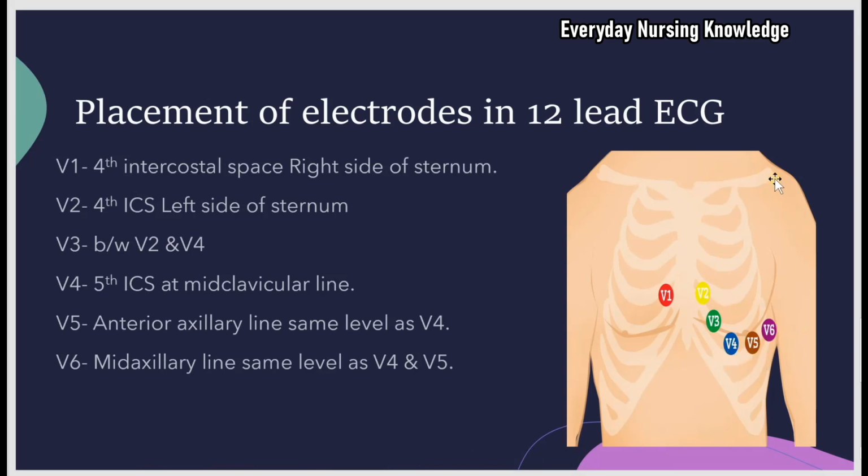V4 goes on the mid-clavicular line, this is the clavicle, mid-clavicular line, 5th intercostal space, just below V3. V5 is on the anterior axillary line at the same level as V4, and V6 is on the mid-axillary line at the same level as V4 and V5.